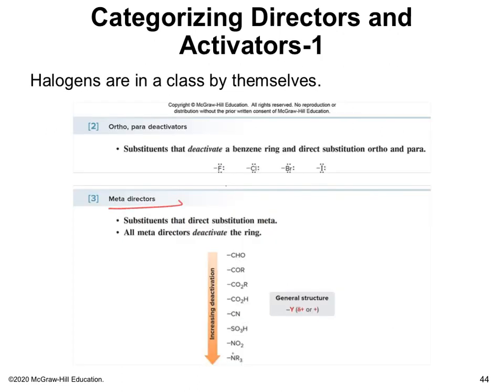Here are the meta directors. You'll notice that CHO is an aldehyde, which, if you drew the resonance structure, you would see that there is a positive charge on the carbon. So we can even say that's a delta positive. Same thing here, that is a ketone. This is an ester, carboxylic acid.